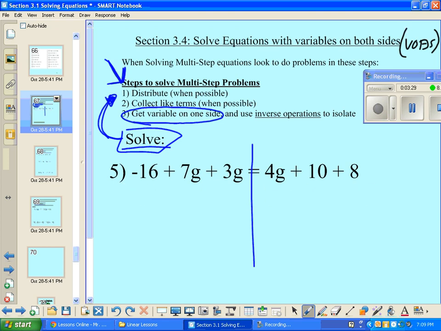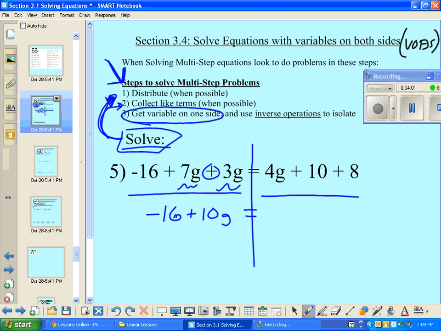Step 2 says collect like terms. What I'm talking about there is, can I collect like terms just on each particular side? So look at this left side. Is there anywhere to collect some like terms? Well, yeah, I see there's a 7g here and a 3g here. I'm going to add those 2 terms together. So I'm going to have negative 16, and then 7g plus 3g is going to give me 10g, so plus 10g so far. Equals, well, now I'm going to look at this side. Is there anywhere to collect like terms on the right side?